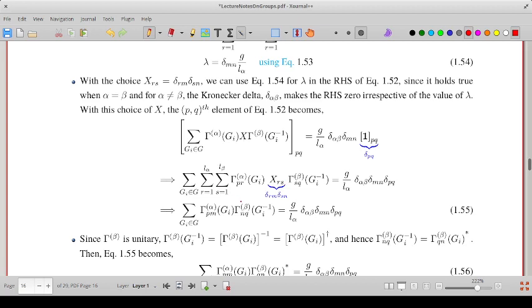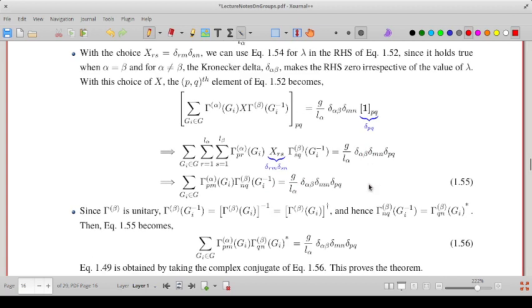So the summation over r and s will now be simple because it is a summation over Kronecker delta functions. So we just need to replace r by m and s by n in the remaining factors. So we have sum over Gi, then gamma alpha p, and instead of r I should write m. So gamma alpha pm Gi. Then here in gamma beta sq, instead of s I should write n. So gamma beta nq Gi inverse, and that is equal to G by L alpha, delta alpha beta, delta mn, and delta pq.